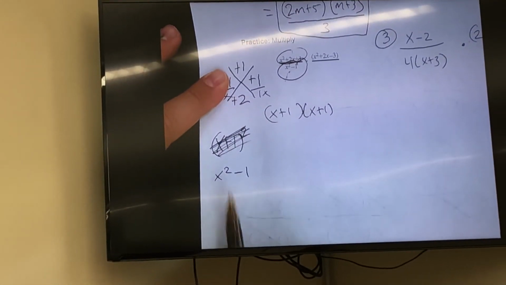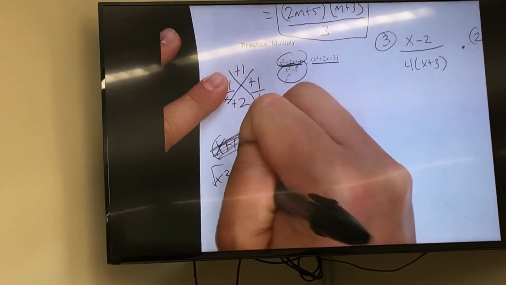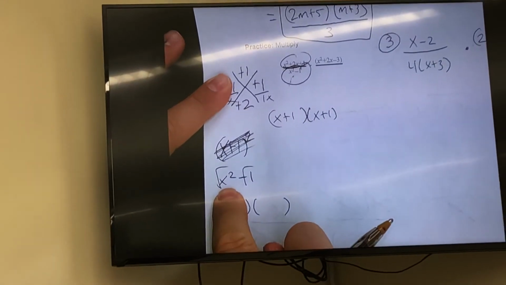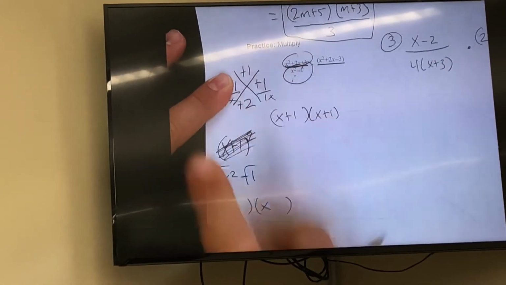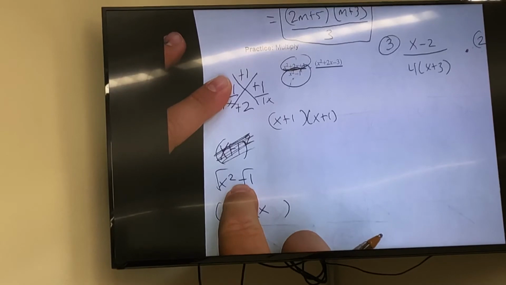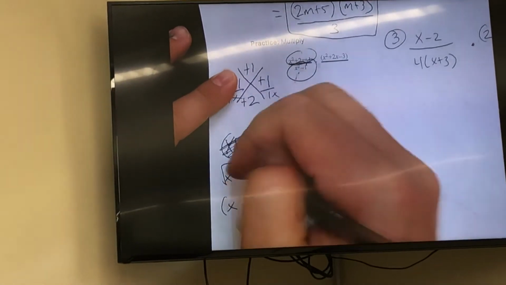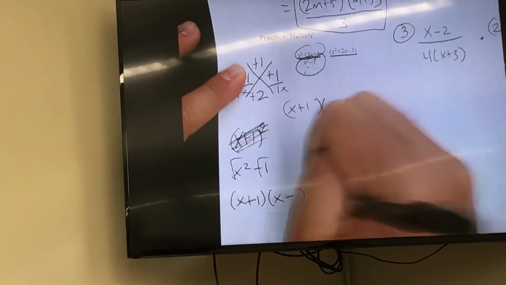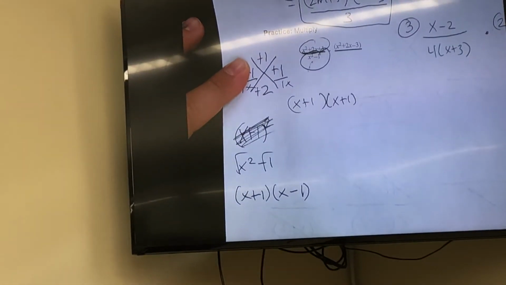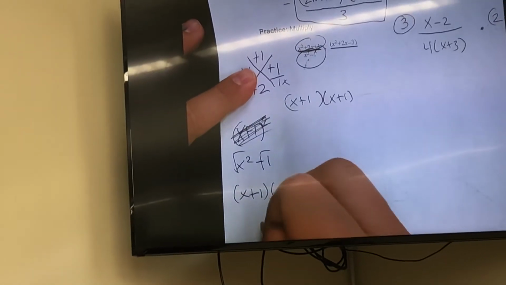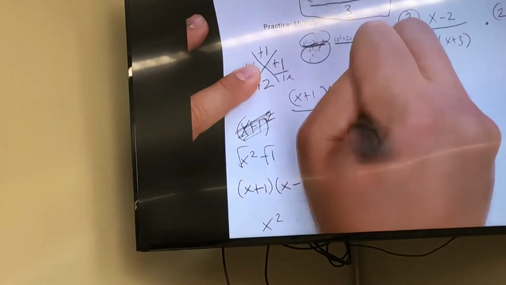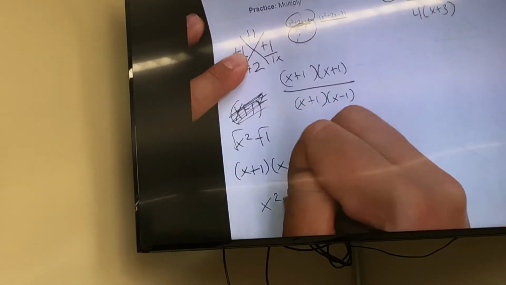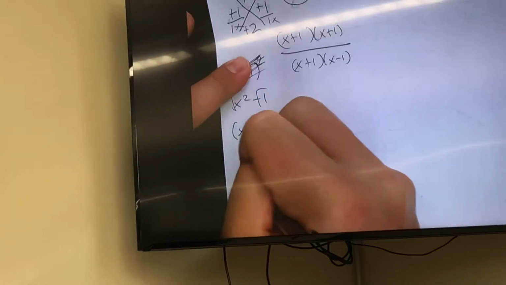Miss May and myself might have showed you how we can take the square roots of both numbers. So the square root of x squared will be x and x. Since it's a minus 1 and there's no middle term, it's going to be a plus and minus, and the square root of 1 will be 1. So that's what that's going to become, x plus 1, x minus 1.